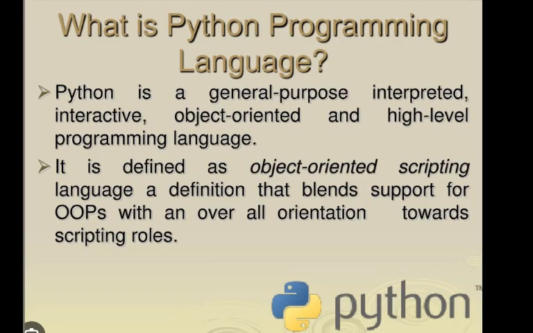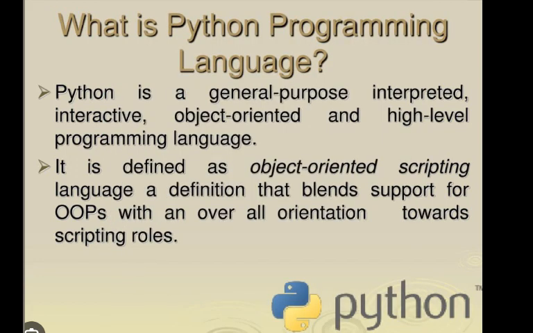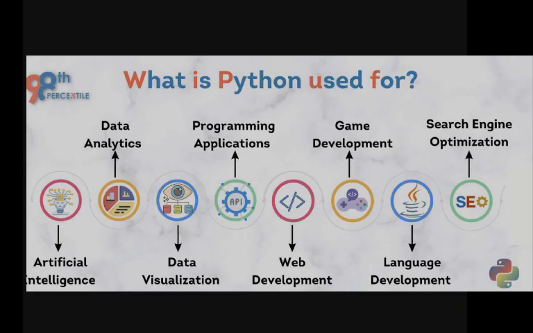And here's another way to define Python. Python is a general-purpose, interpreted, interactive, object-oriented, and high-level programming language. It is defined as an object-oriented scripting language, a definition that blends support for OOP with an overall orientation towards scripting roles. So let's see why we use Python and what's so good about it that we use it for.